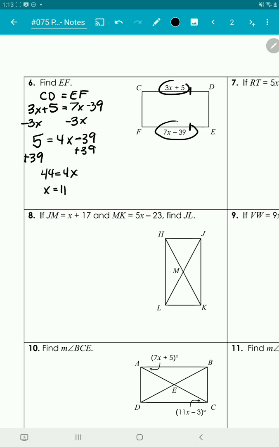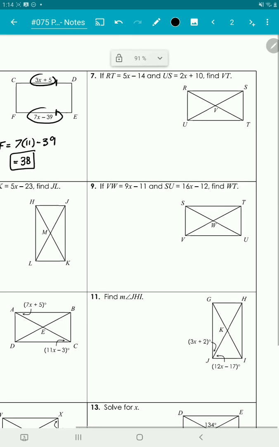Okay, but it's not asking us to find x, it's asking us to find EF, so we need to replace the x in EF. So 7 times, instead of x, we're going to write 11, minus 39, so it's going to be 77 minus 39, and it's going to give us 38.